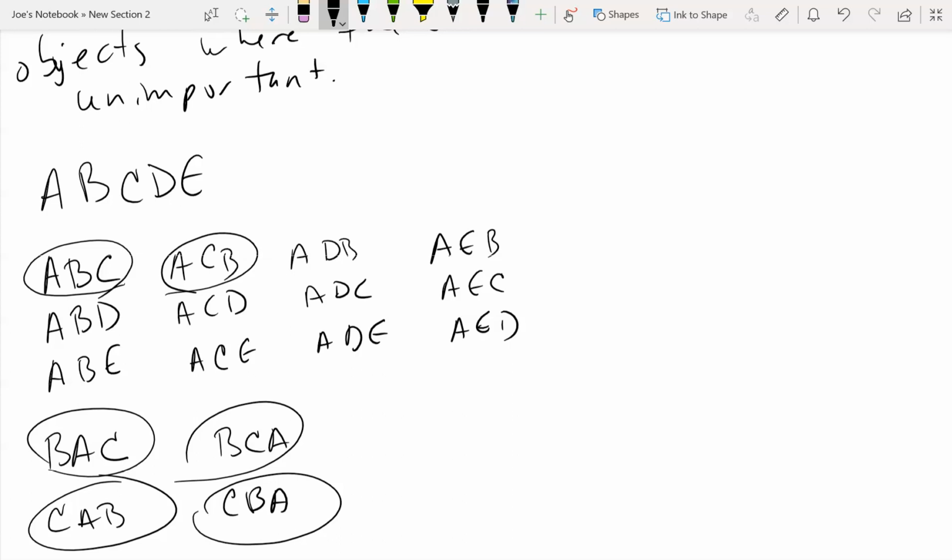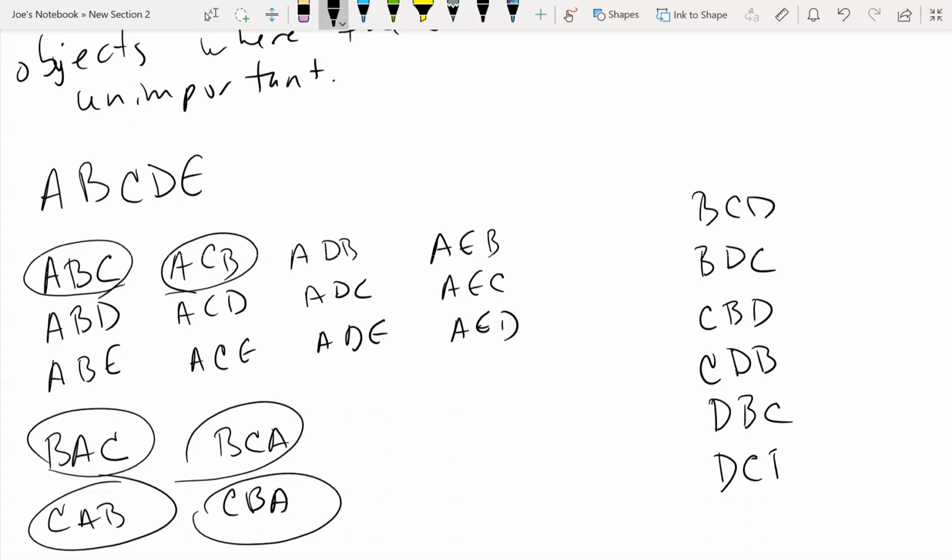If we had, say, BCD, this is another example. That would be BDC, CBD, CDB. Oh, for heaven's sake. D's and B's, I always try to write the same way. DBC and DCB. Notice with those symbols, BCD, there's 6 ways to rearrange those symbols as well, right?